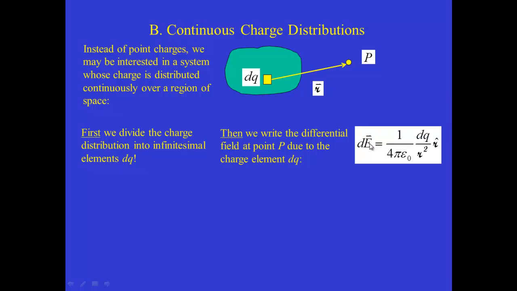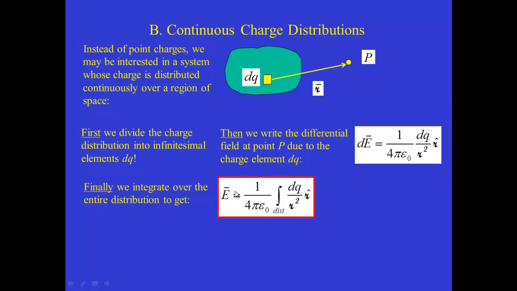So you'll see that if we remove the d's, we just get the definition of the electric field for a single point charge. But here, this works for a tiny element of charge. Finally, the last step is to take the expression for this differential electric field and integrate over the entire charge distribution, which should give us the total electric field.